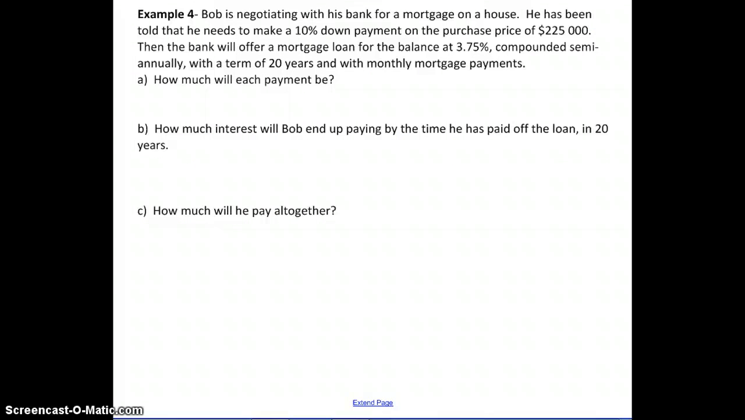Example 4. Bob is negotiating with his bank for a mortgage on a house. He needs to make a 10% down payment, and the purchase price is $225,000. The bank offers a mortgage loan for the balance at 3.75% compounded semi-annually over a term of 20 years. So how much will each payment be? Let's write down everything we know.